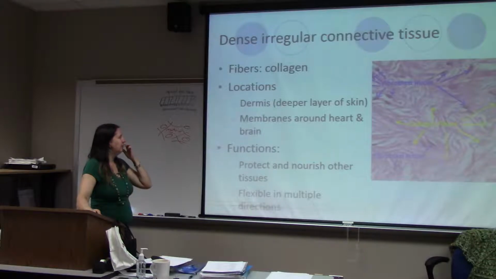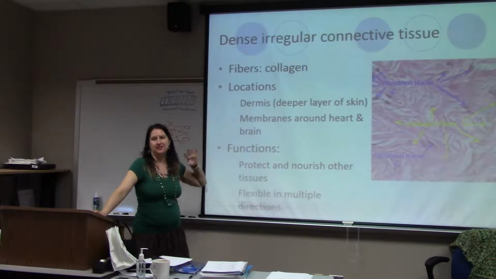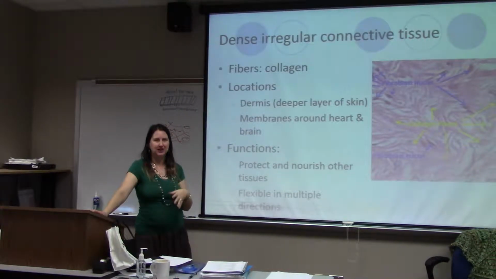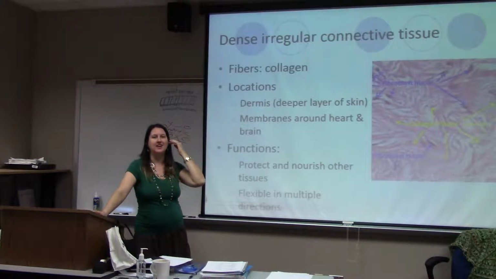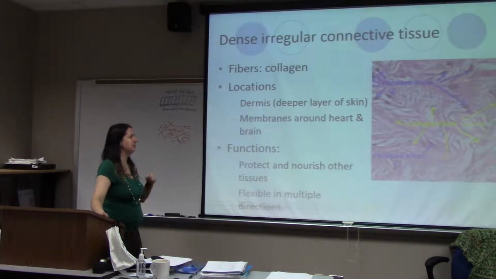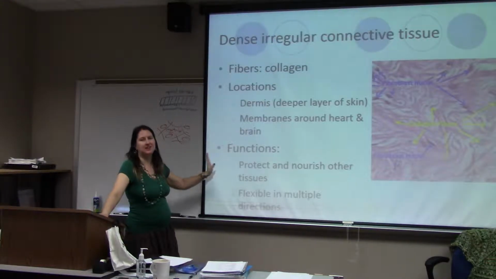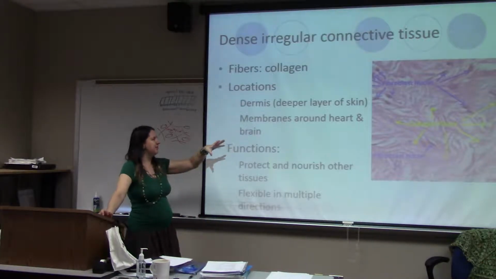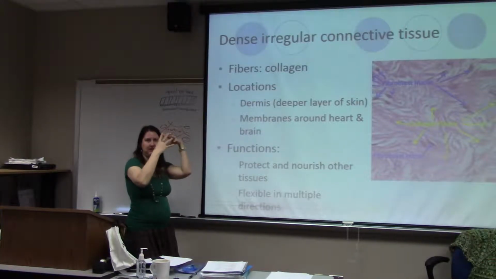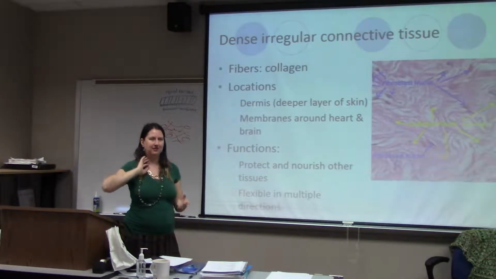Dense irregular forms the dermis, the deeper layer of the skin, and some membranes around organs such as the heart and the brain. It forms one of the meninges, and outside the serous membrane of the pericardium, there's another membrane of dense connective tissue, dense irregular. Dense irregular can protect and nourish other tissues. Because of the stuff jammed together, there's space for blood cells to come through, or blood vessels to come through.